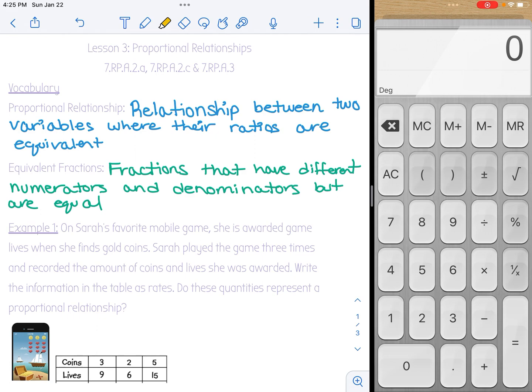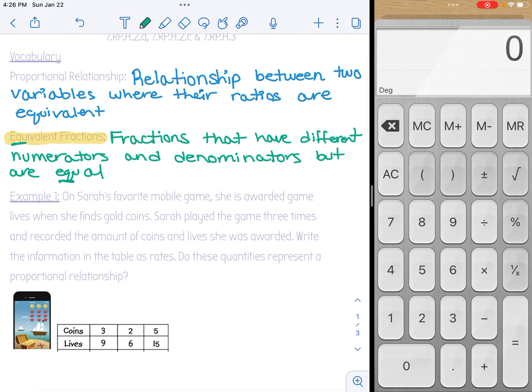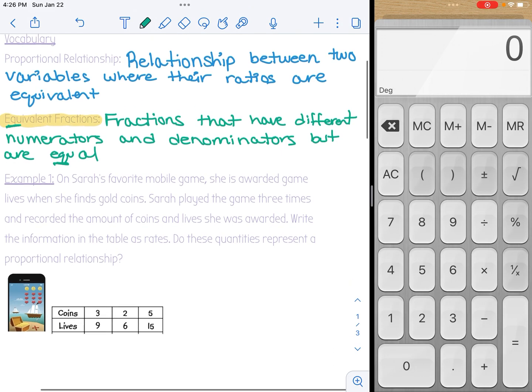The other key term that we need to know in this lesson is equivalent fractions. So equivalent fractions, we have that key, the start of equal. So fractions that have different numerators and denominators but are equal. So let's do an example and put these vocab terms to use.